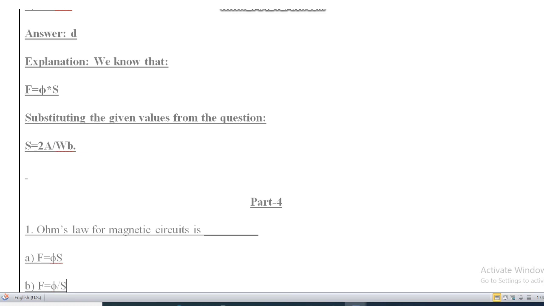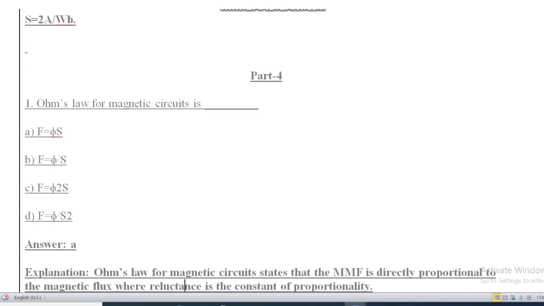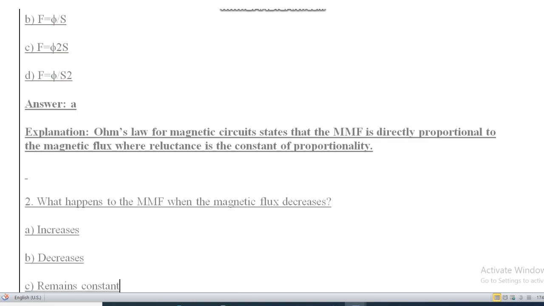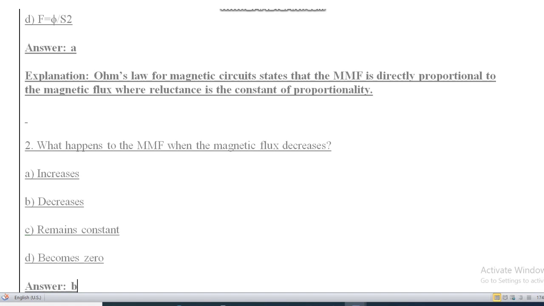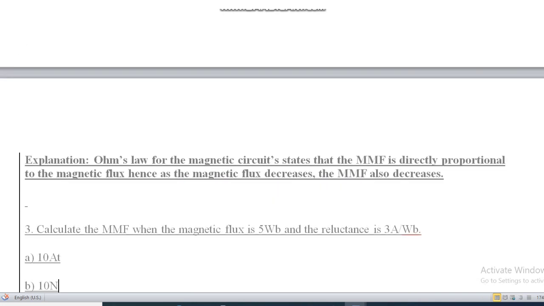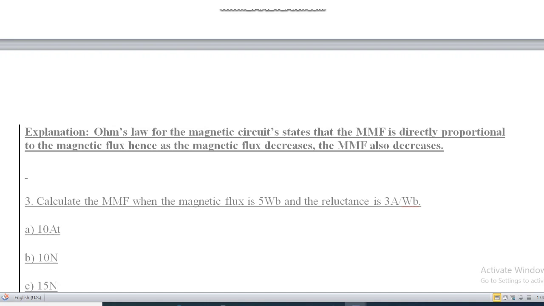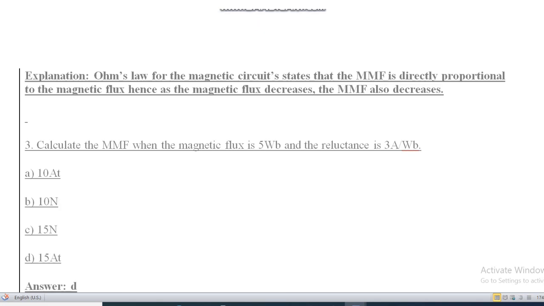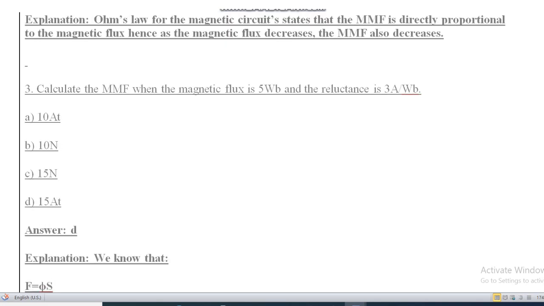Then next one is Ohm's law of magnetic circuit, that is first, it is the equation of Ohm's law of magnetic circuit. Then question number 2 is what happens to MMF when magnetic flux decreases? It also decreases. And calculate the MMF when magnetic flux is 5 Wb and the reluctance is 3 ampere per Wb, and the answer is 15. It is D.